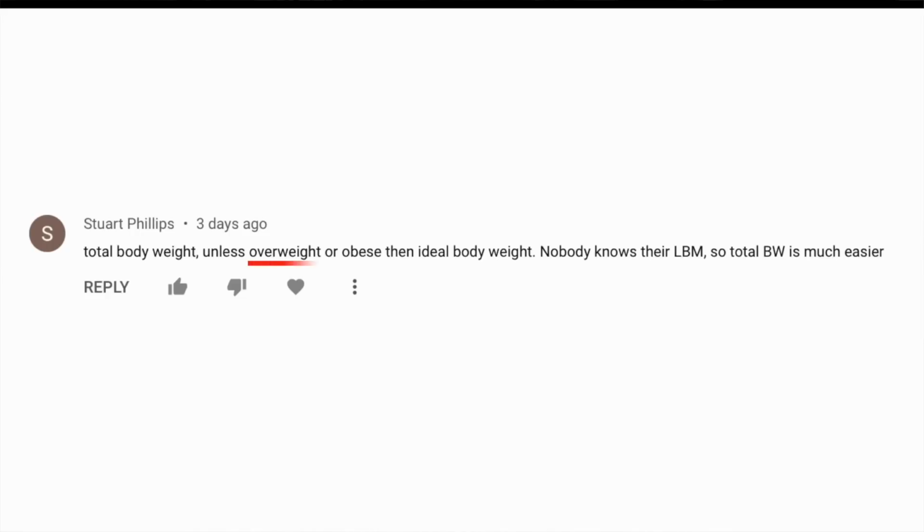Now, if someone has a lot of body fat, very overweight, obese, morbidly obese, something like that, Dr. Phillips explains it's better to use your ideal body weight to calculate protein. Otherwise, you could end up with hundreds and hundreds of grams of protein just corresponding to the fat mass, okay?